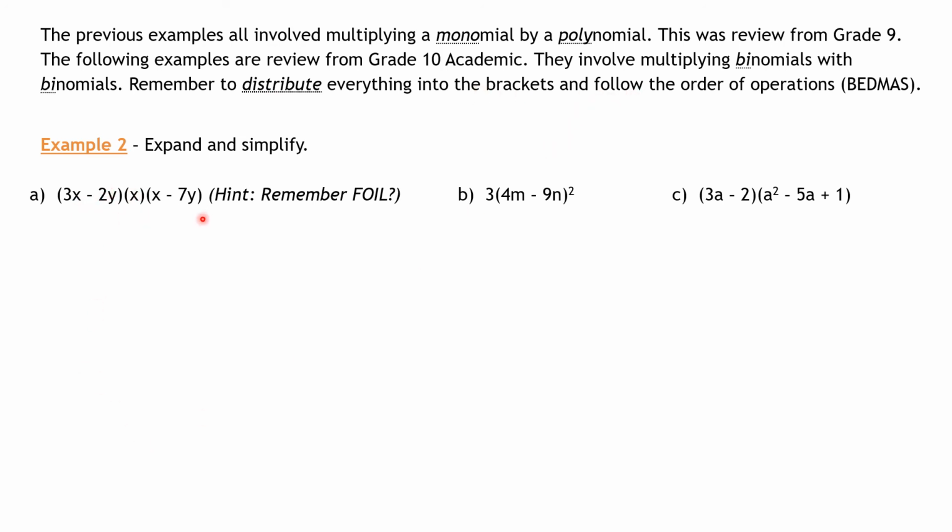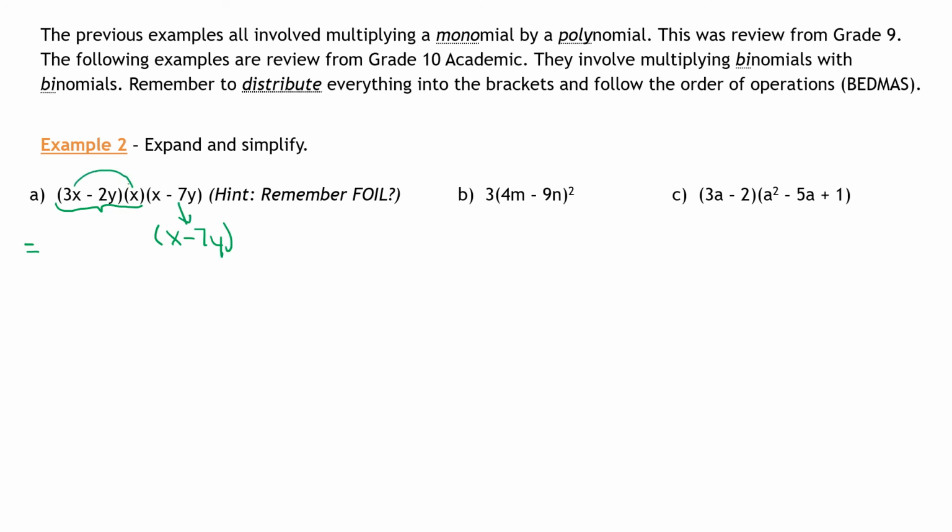Expand and simplify. Look, we've got three things here. We've got this binomial, this monomial, and then another binomial. So I'm going to remind you of FOIL. Actually, let's start first. Now, when you have three things you're multiplying together, it doesn't really matter which order you do them in. So just to keep it kind of tidy, I'm going to multiply these things first, and I'm going to leave this. So here's my equal sign, but I'm going to leave that x minus 7y. I'm going to do that later. So I'm not doing anything with that right now. I'm just multiplying the first two.